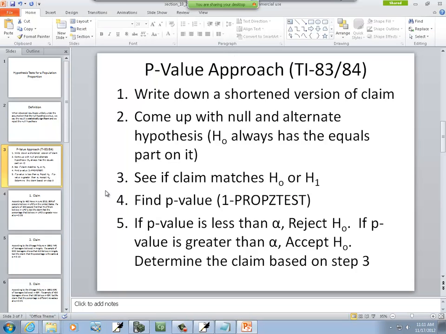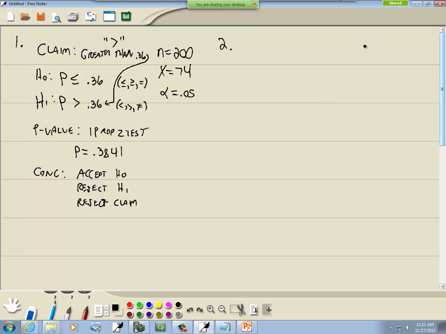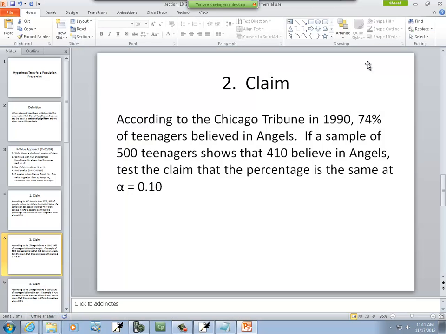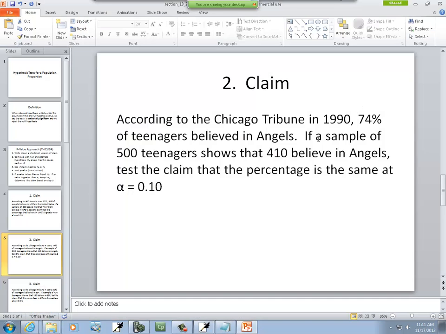Okay, let's look at our second problem. According to Chicago Tribune, in 1990, 74% of teenagers believed in angels. If a sample of 500 teenagers, so N is 500, shows that 410 believe in angels. Test the claim that the percentage is the same at alpha is equal to 10%.